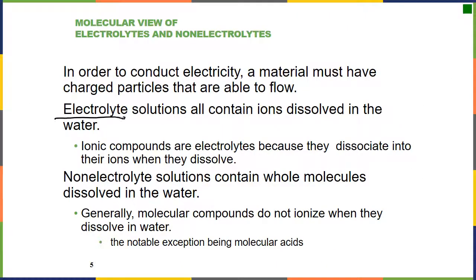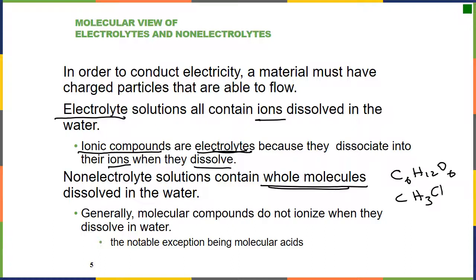All right, so electrolytic solutions contain ions dissolved in water. Ionic compounds are the only things that are going to be electrolytes because they're going to dissociate into their ions when they dissolve. Non-electrolyte solutions are going to contain whole molecules dissolved in water. Examples would be things like sugar or, for example, ethanol. Because we put a molecule in water, it's not going to break into ions, therefore it's going to be a non-electrolyte. The only difference here is some acids, or molecular acids, that do ionize when they get into water. We'll talk about that a bit later.